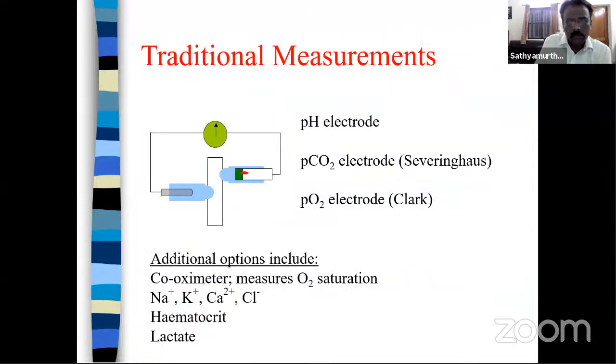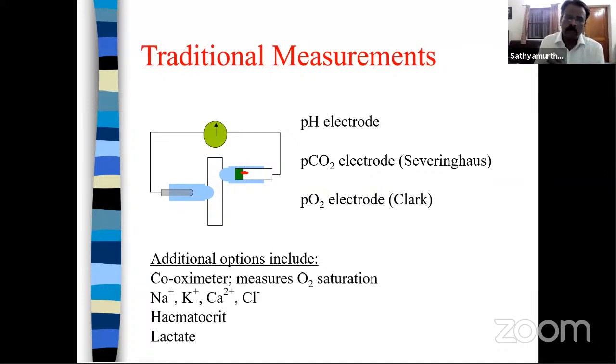Now, what are the measured values that the machine actually measures? One is the pH, second is the PCO2, and third is your PO2. And as anesthesiologists, we know how these electrodes work. The pH electrode measures your pH, Severinghaus's electrode measures your PCO2, and PO2 is measured by Clark's electrode. Now, additional parameters: newer machines come with a co-oximeter as well. So your saturation, SaO2, is given by some of the machines as co-oximetry values, and it will be the measured one.